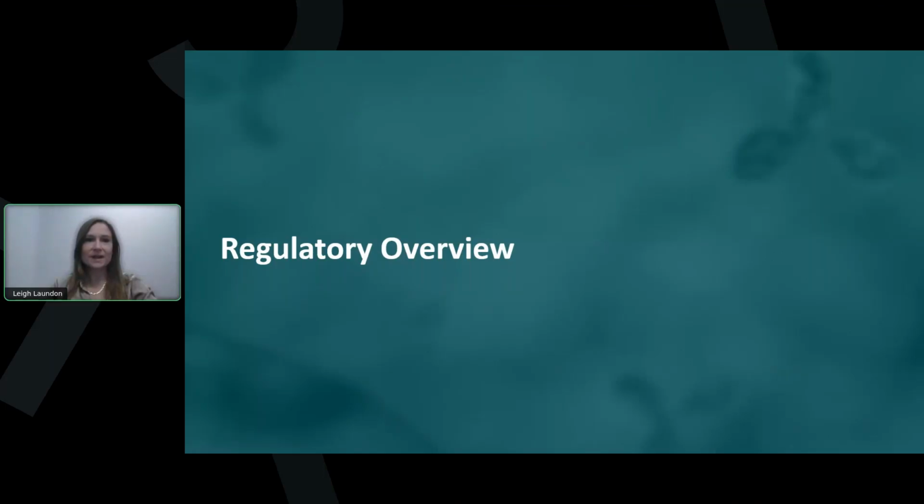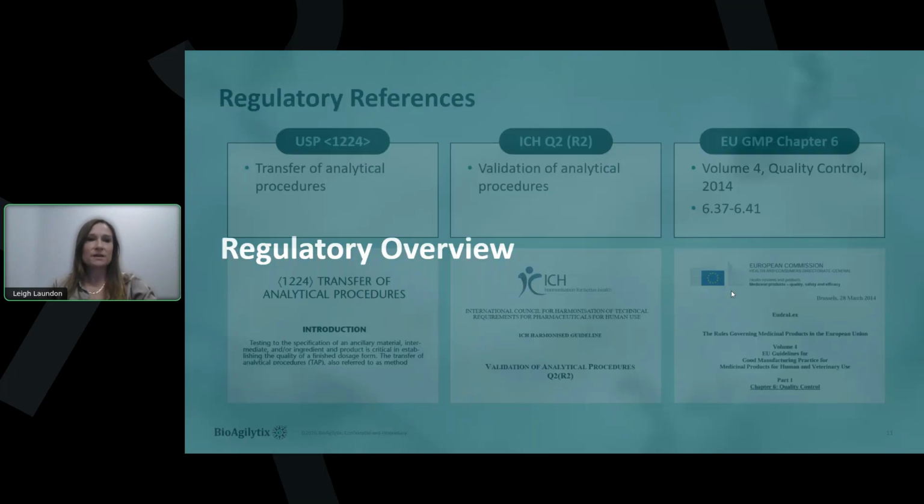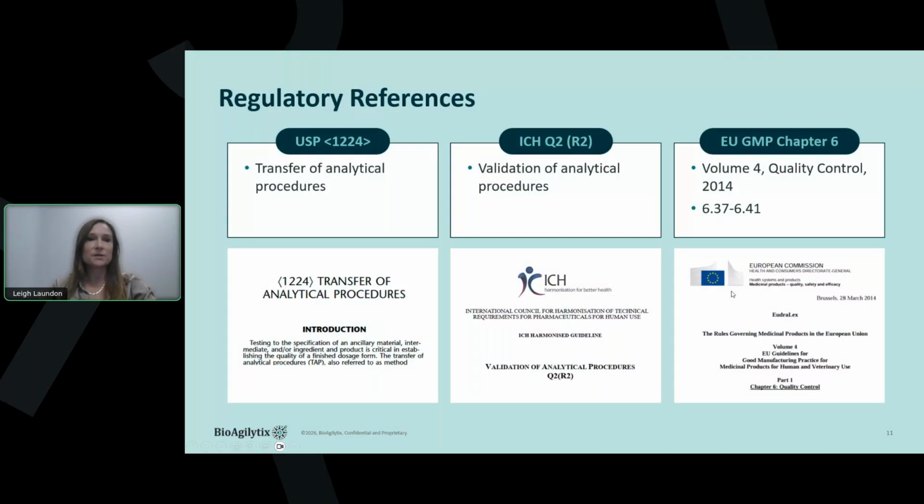Hi, everyone. I will be starting the presentation with an overview of the regulatory documents that are primarily involved in method transfer. So moving to the first slide to cover these main regulatory documents. The first and foremost is USP 1224, and this is the primary regulatory document that we look to in terms of method transfer process. It involves the guidance for outlining the process and requirements to qualify a lab for transfer of a variety of analytical procedures.